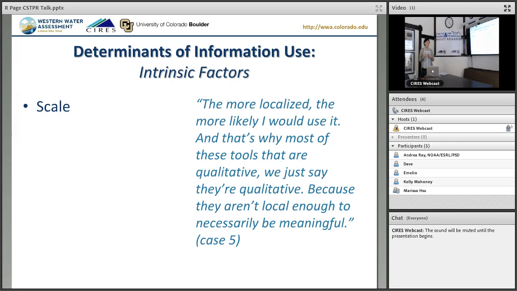One example was a manager who said, the more localized, the more likely I would use it. And that's why most of these tools that are qualitative, we just say they're qualitative because they aren't local enough to necessarily be meaningful.